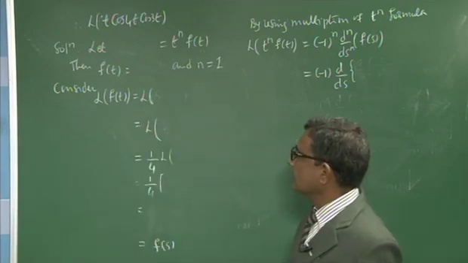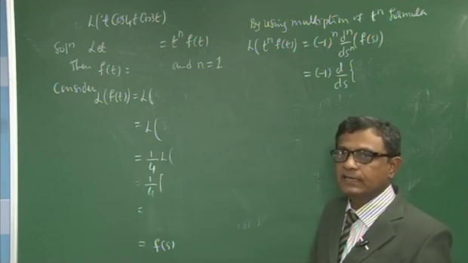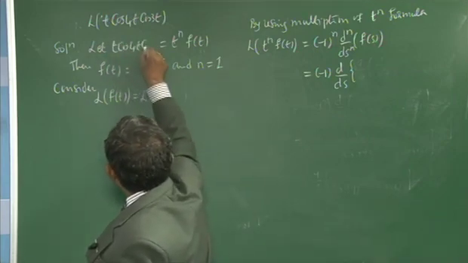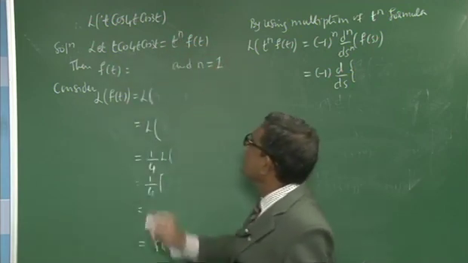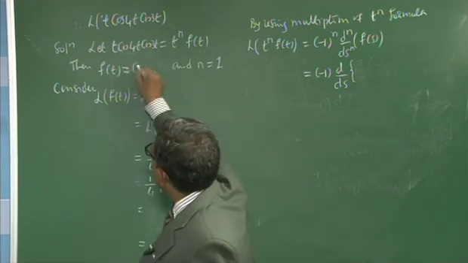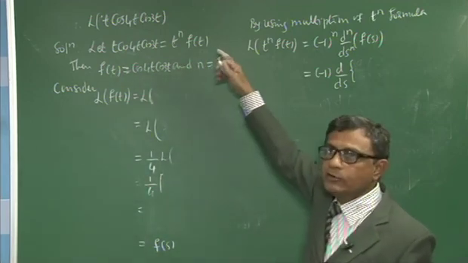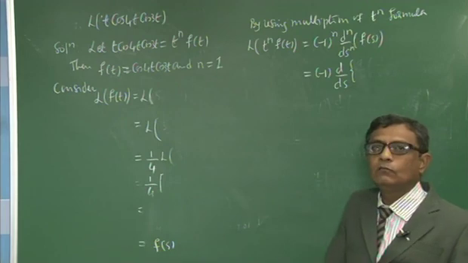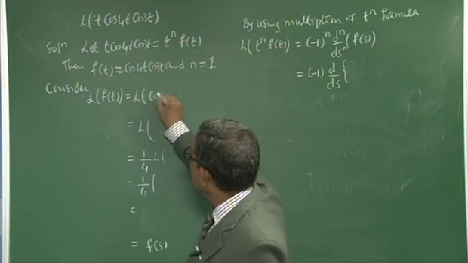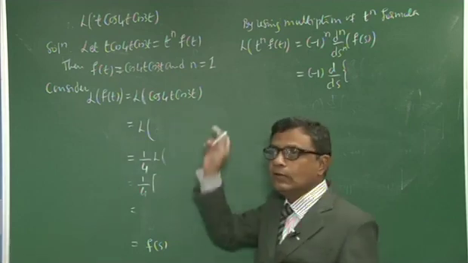Yes, how to do this problem? Just similar to the previous example only. Let t cos 4t cos 3t equal to t raised to n f of t. Then your function is the trigonometric function cos 4t cos 3t and t raised to n is t raised to 1 only. Now for the given function f of t, find the Laplace transform of cos 4t cos 3t.